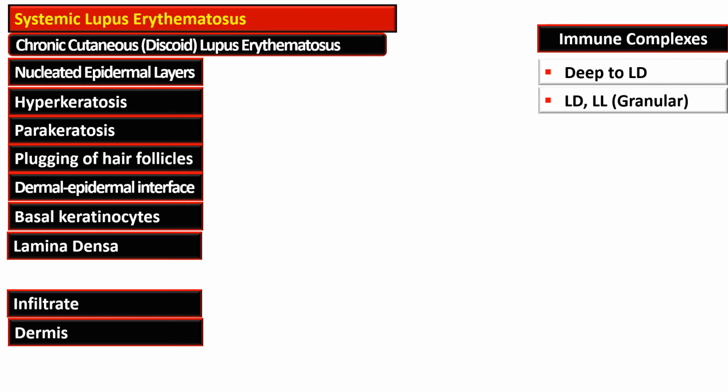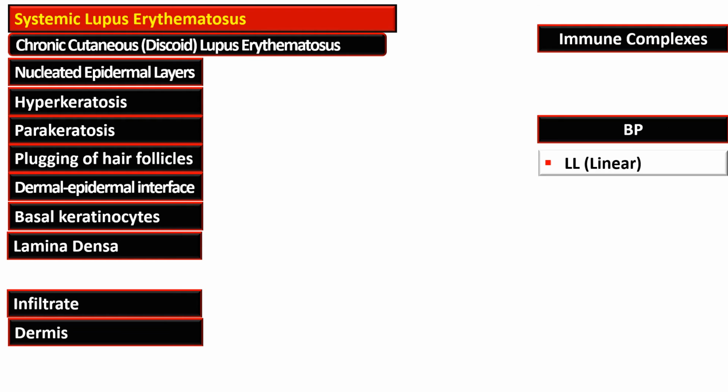On immunofluorescence, there is presence of immune complexes deep to the lamina densa, on the lamina densa, and in the lamina lucida, and these show that the immune complexes are granular in appearance. This should be differentiated from bullous pemphigoid, in which these immune complexes are linear and are present in the lamina lucida.